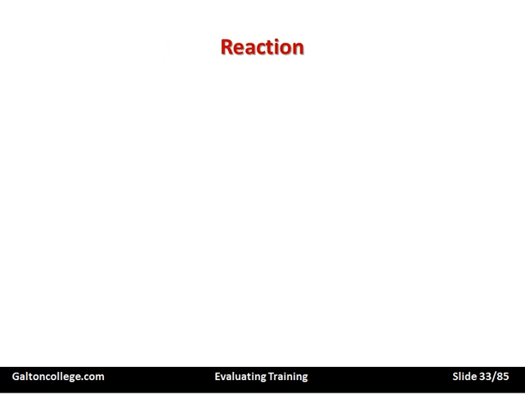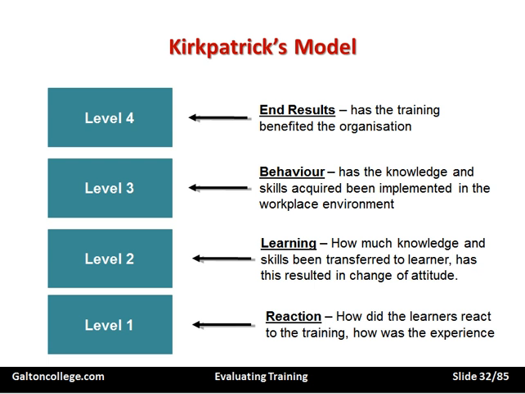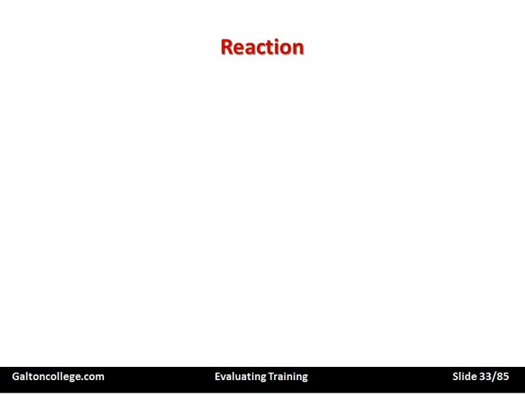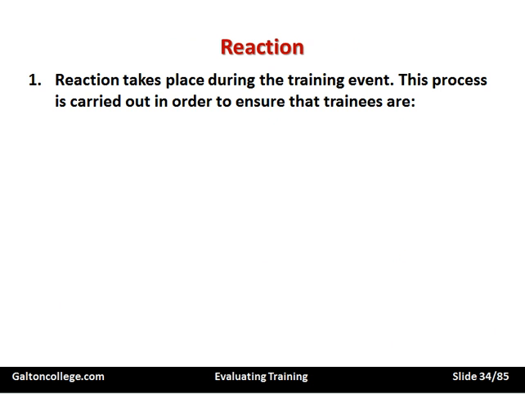Let's look at reaction for a moment. Reaction, you'll remember, we'll just go back to the first slide we had here. Reaction is the level 1. So let's talk about reaction. Now, reaction takes place during the training event. This process is carried out in order to ensure that trainees are comfortable with the training event. So the reaction may be a function of the environment. It may be a function of their desire to be on the program, or they're comfortable with being there. Are they comfortable about attending because they may be worried or embarrassed about their ability to take on this particular training program? So the reaction is a function of how comfortable they are with being there.